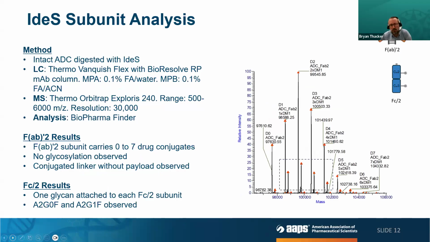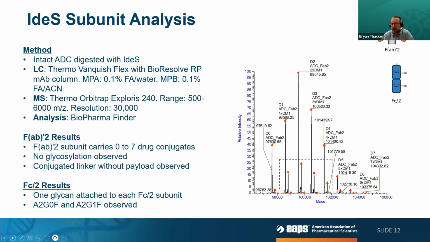This slide specifically is showing the kind of data that can be generated after using the IDES enzyme to digest the ADC. So at this point, it's broken into its component subunits with the FAB portion and the FC portion separated. We can separate these chromatographically and then look at the masses that are derived from each of those subunits independently. Again, I'm not showing the raw data here, I'm showing the deconvoluted data. And the data shown here is specifically for the FAB subunit of the ADC.